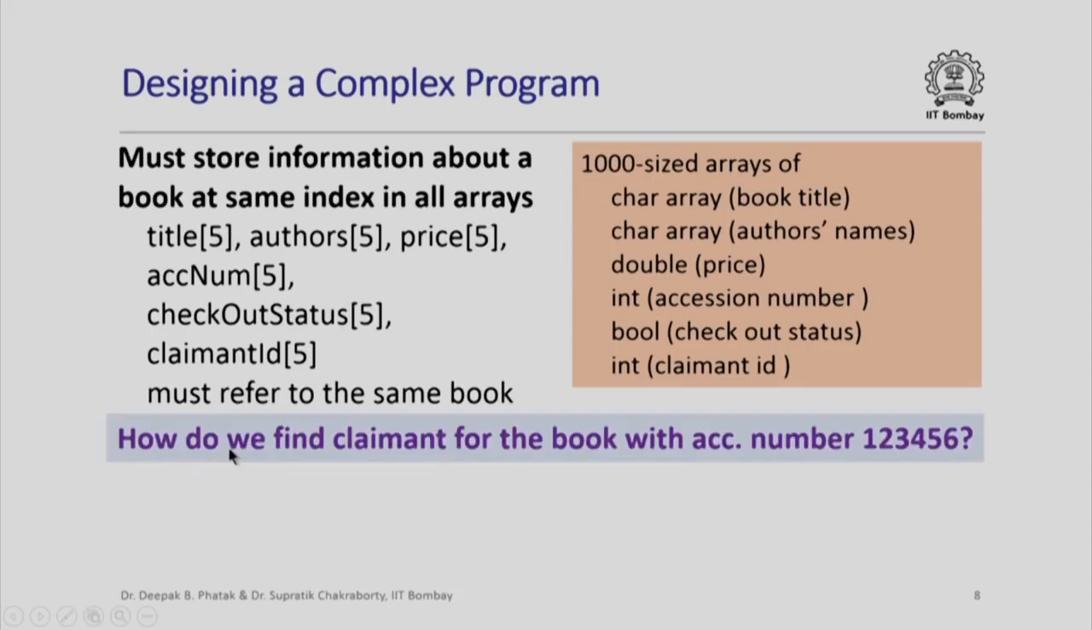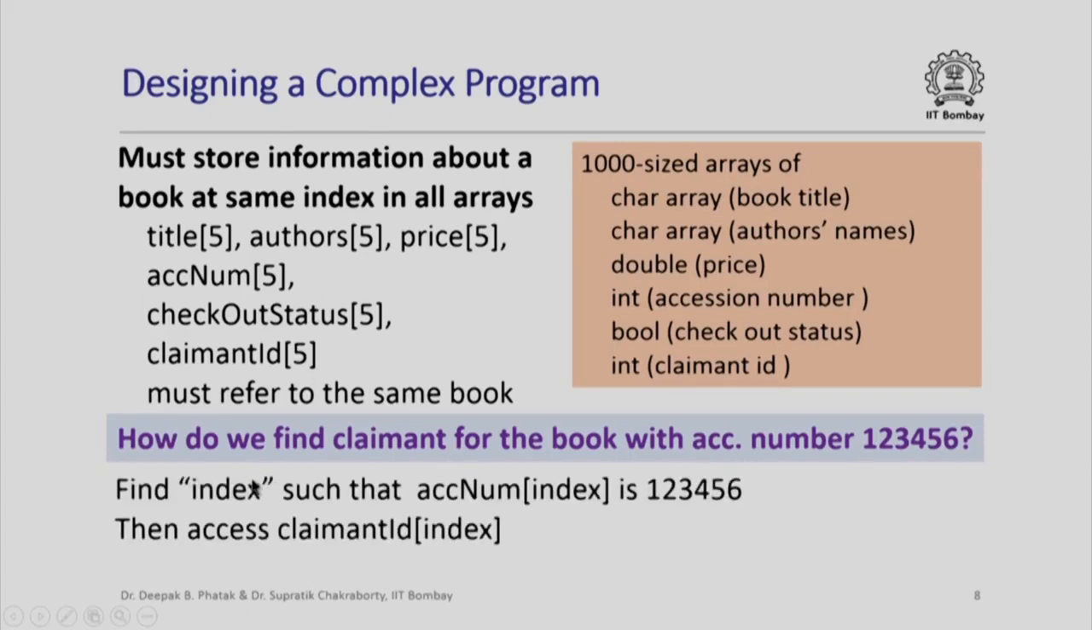Now suppose somebody asks, what is the unique ID of the claimant for the book with accession number 123456? Now note that the claimant information is stored in one array, the accession number is stored in another array. So how would we go about answering this question?